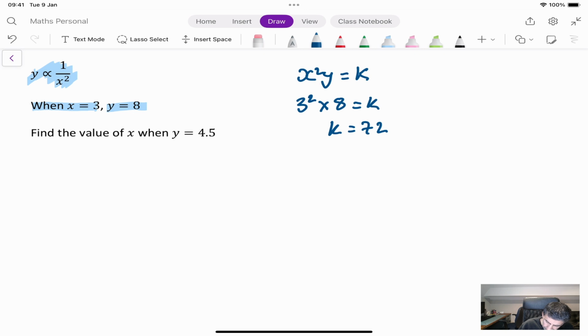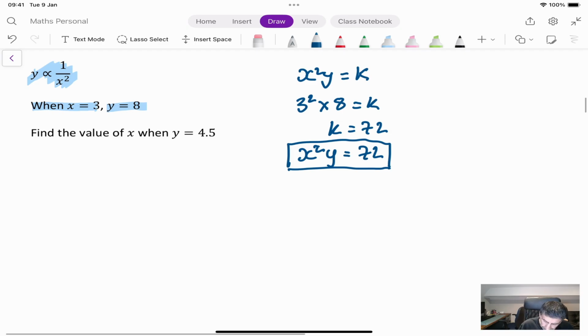Okay, so I'm going to substitute that 72 into that original equation, and that's going to tell me that x squared y is equal to 72. So this is going to be my main equation this time. I now need to find the value of x when y is equal to 4.5.